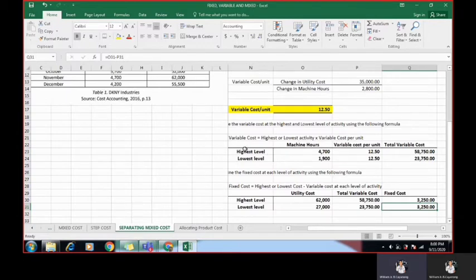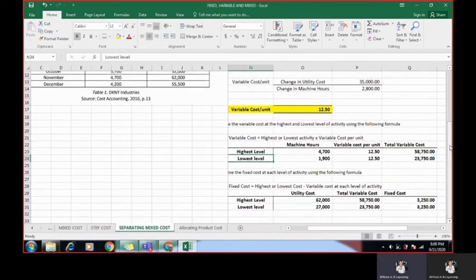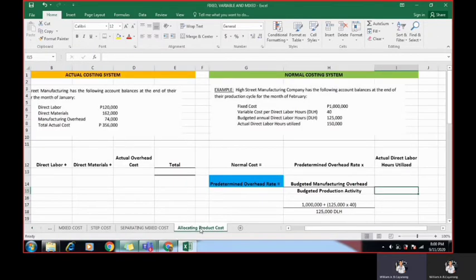Okay, so in allocating the product cost, we have two types of costing system. Okay, and costing and pricing. Actually, marami siya, pero okay, I will just discuss the two types of costing system. We have the actual costing system and the normal costing system. Okay, dito muna tayo sa actual costing system.